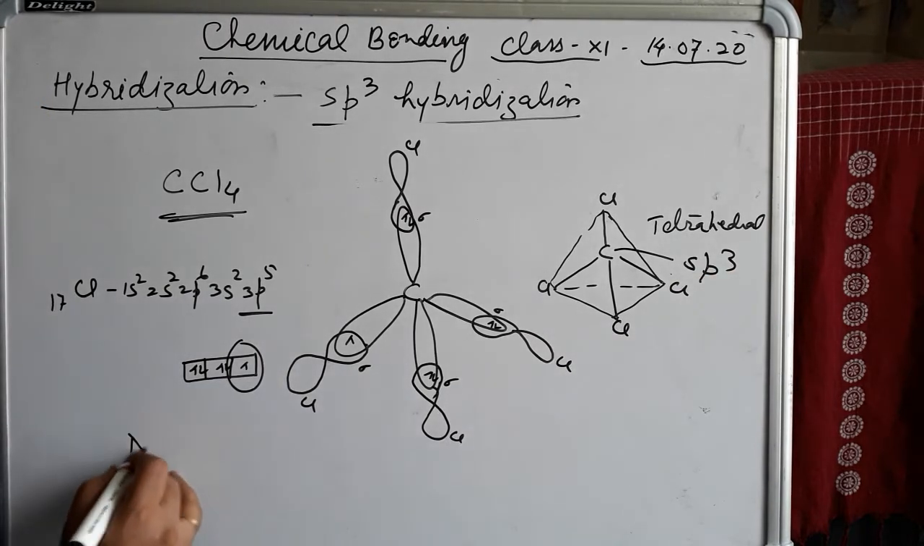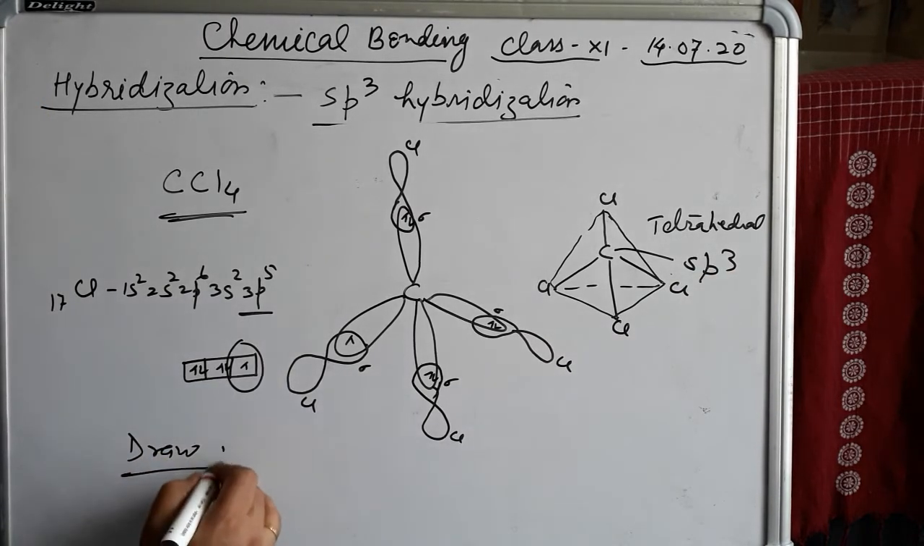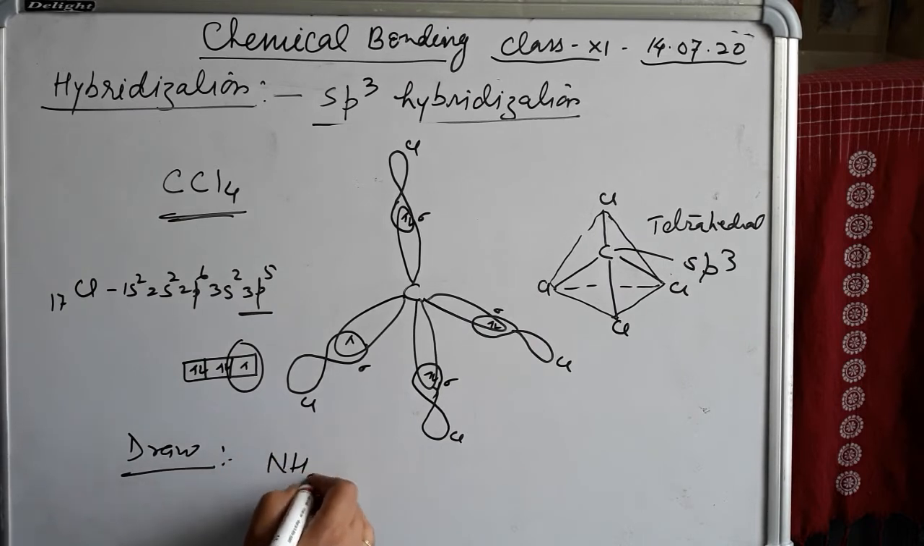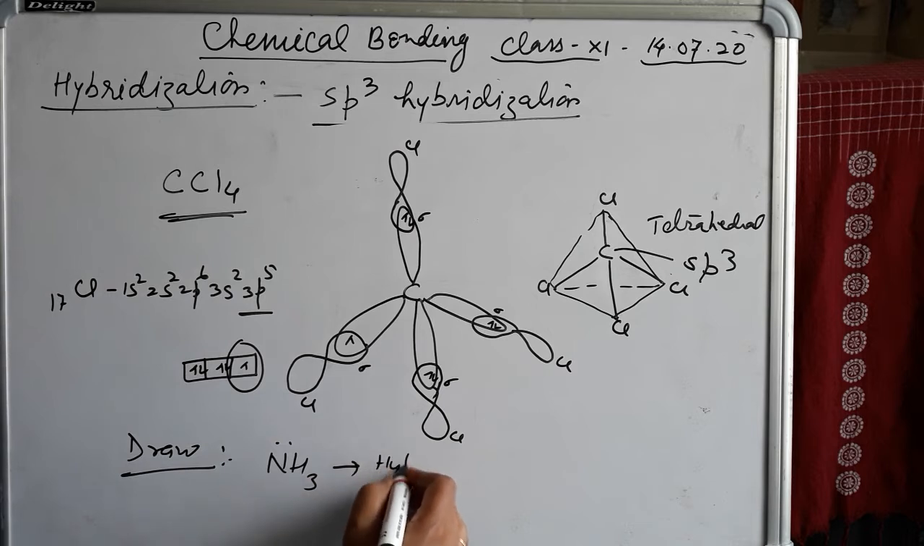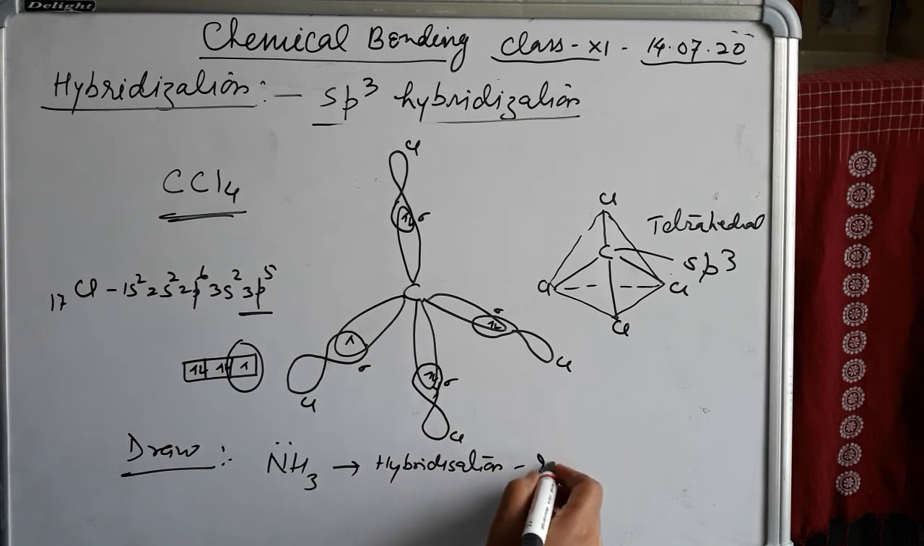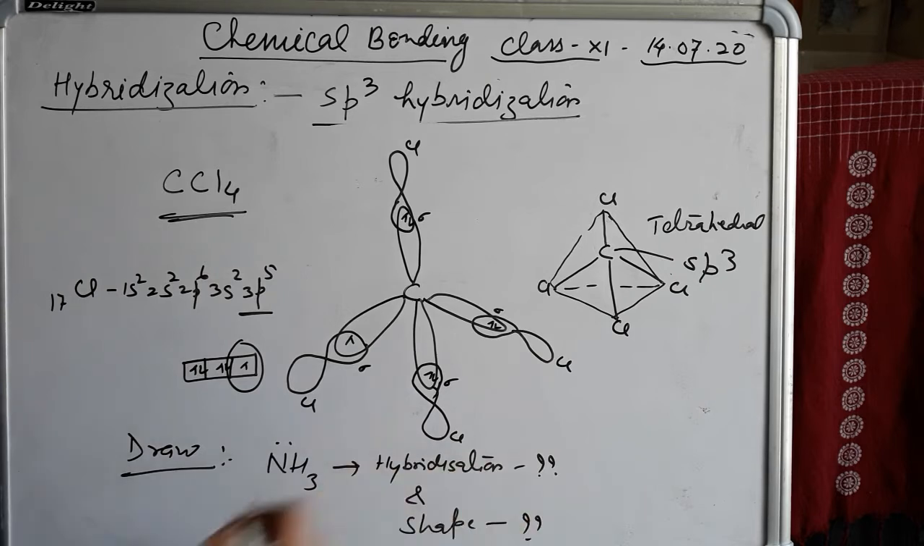So students, draw NH3 and find out the hybridization and shape of this molecule. What will be the hybridization of the central element nitrogen and what will be the shape? Let's talk about the next hybridization.